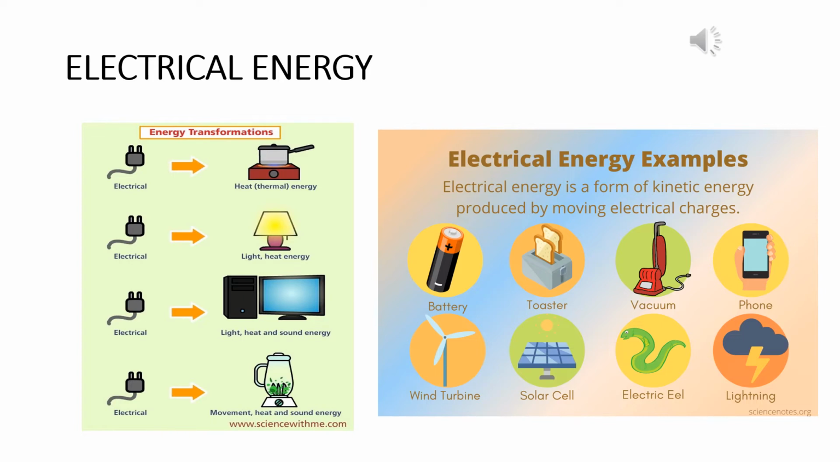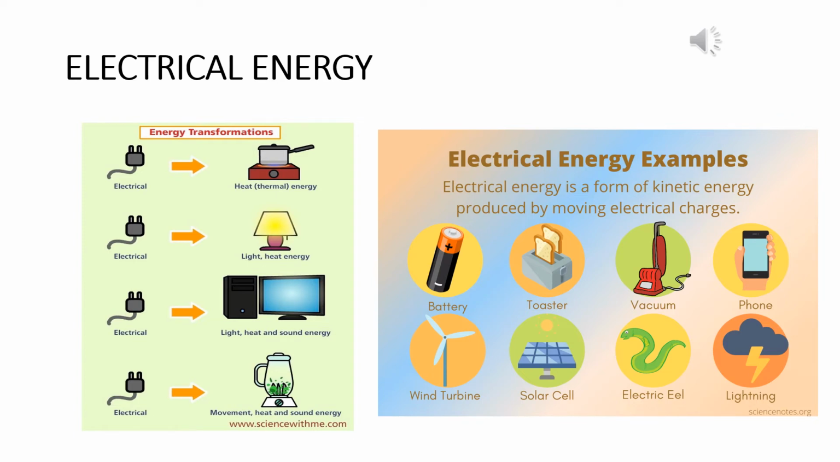There is the battery which transforms chemical energy to electrical energy. Then there is the toaster which is transforming the electrical energy to heat energy. Then there is the vacuum cleaner which is using electrical energy to produce mechanical energy. Then there is the phone which uses a charger to be used later, so it is also using electrical energy. There is lightning which is also producing electrical energy.